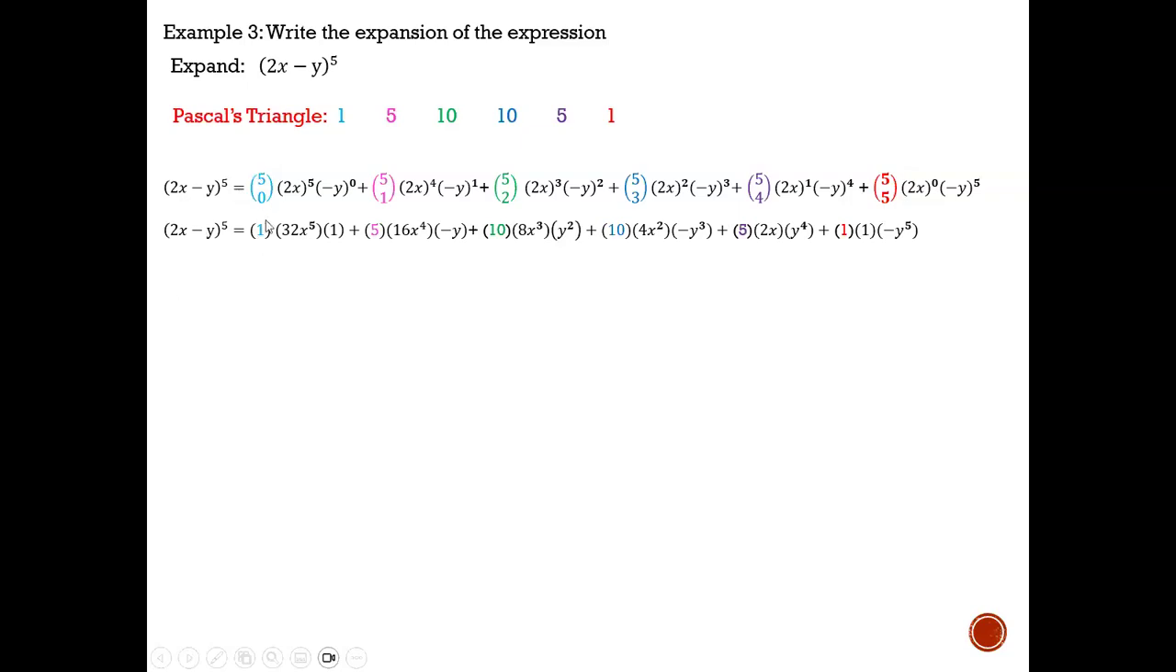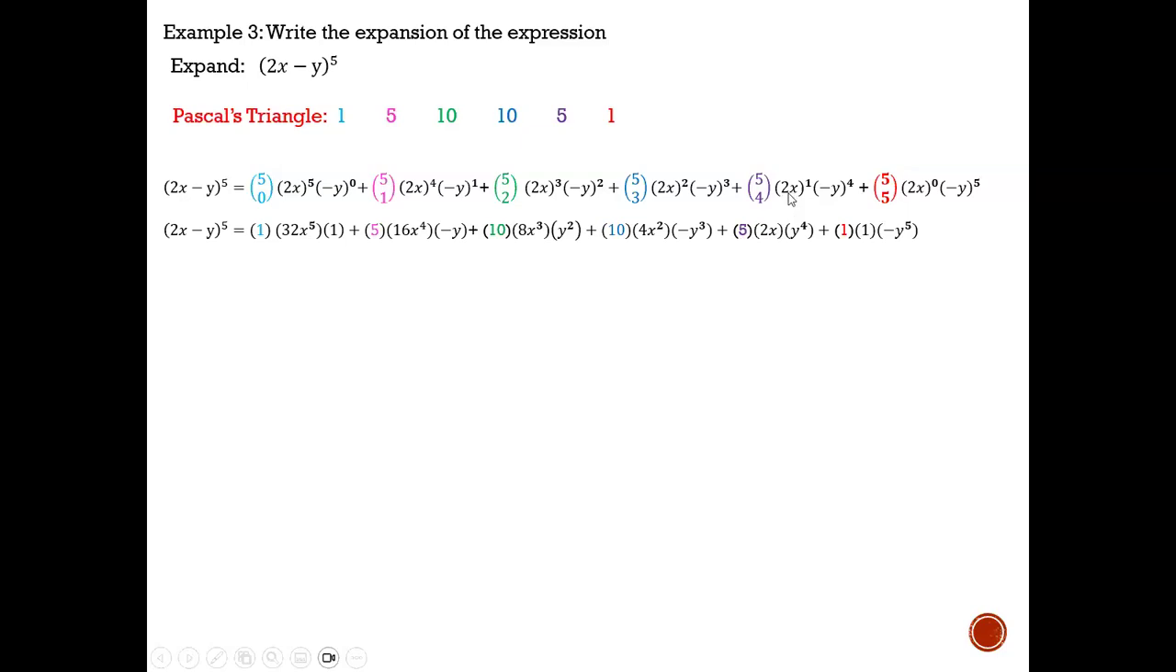So 5 choose 0 is 1. 2 to the 5th is 32. X to the 5th is x to the 5th. Negative y, or anything that's 0 power, is 1. So I'm simplifying all of that, right? 5 choose 1 is 5. 2 to the 4th is 16. X to the 4th. Negative y to the first power is negative y. So I continue on. 5 choose 2 is 10. This simplifies to 8x to the third, and negative y squared becomes positive y squared. Then I get 10, 4 squared, 4x squared. Negative to the third is still negative, so negative y cubed.